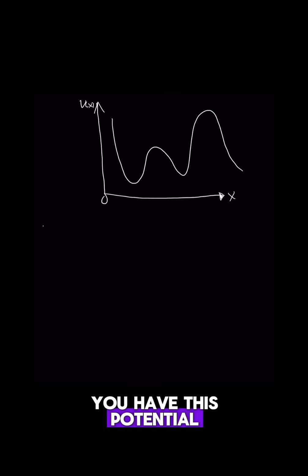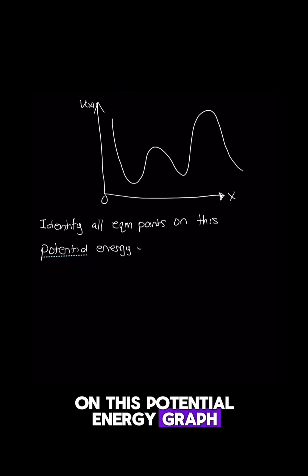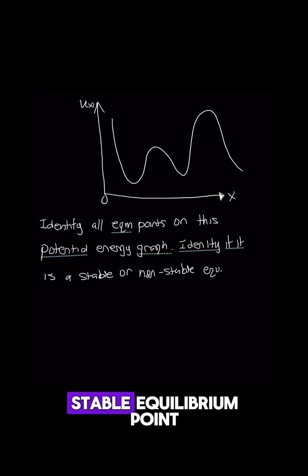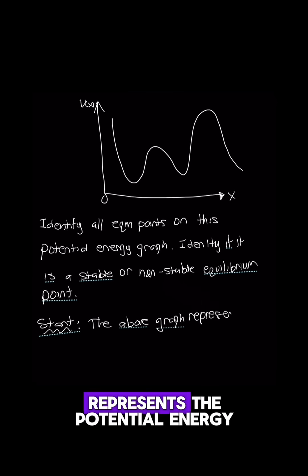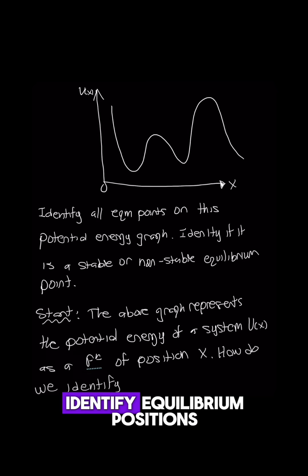So let's say in this potential energy graph here, the question says, identify all equilibrium points on this potential energy graph. Additionally, identify if it is a stable or non-stable equilibrium point. To start, the above graph represents the potential energy of a system, U of x, as a function of position x. But how do we identify equilibrium positions?